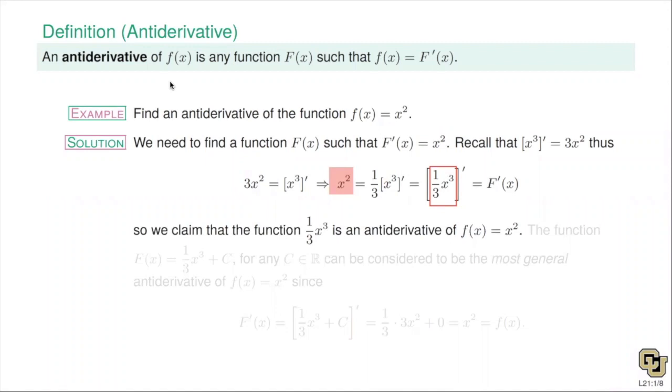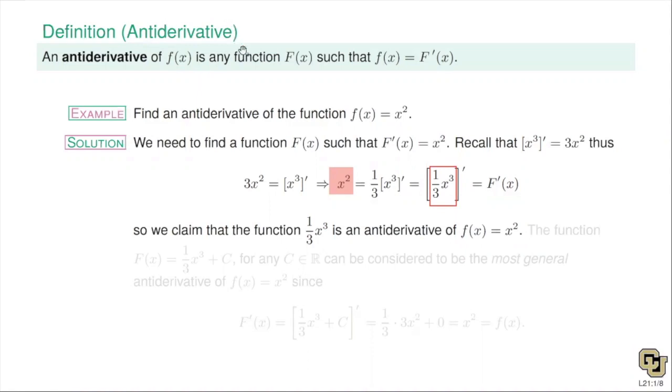And we can check the answer. We can always check our antiderivatives by differentiating. The derivative of 1/3 x cubed should be x squared. And certainly it is. The derivative of 1/3 x cubed is 1/3 times 3x squared, and the 1/3 and the 3 cancel, and we get back x squared.